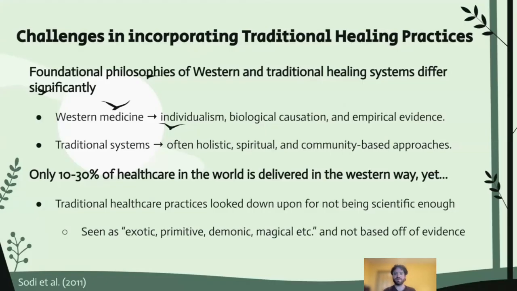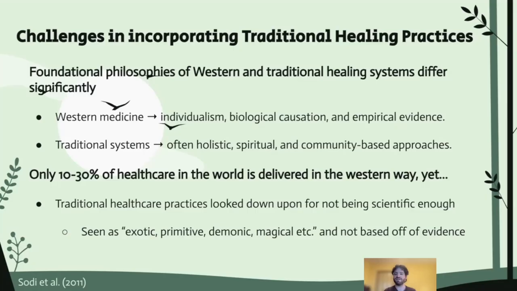So in this next part of our presentation, I'm going to summarize some of the key information that we discovered in our research. So first, I'm going to speak about some of the challenges. So for one, the founding philosophies of Western and traditional healing systems are quite different. In Western medicine, there is a focus on individualism, biological causation, and empirical evidence. In traditional systems, it's more holistic and spiritual and focuses more on community-based approaches.